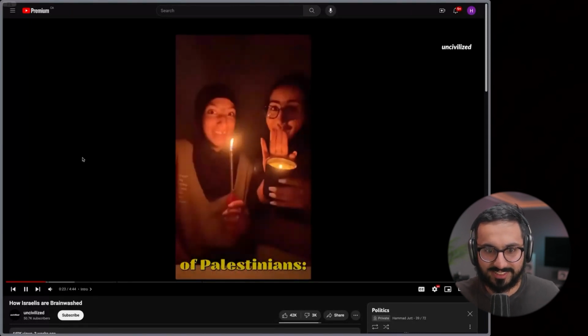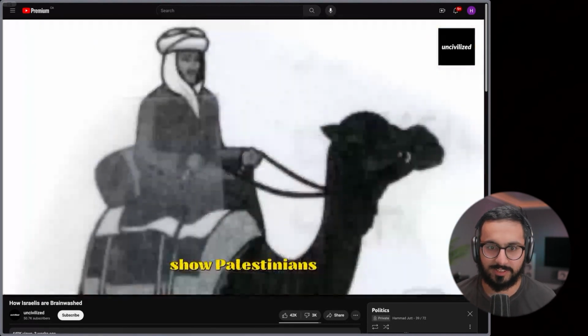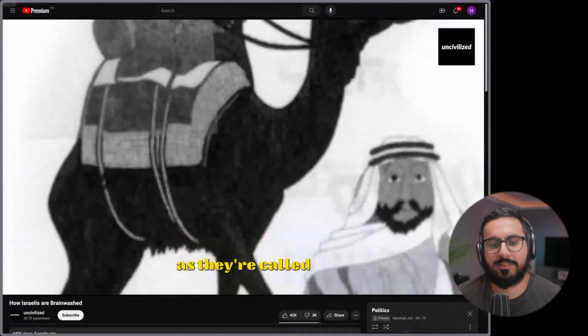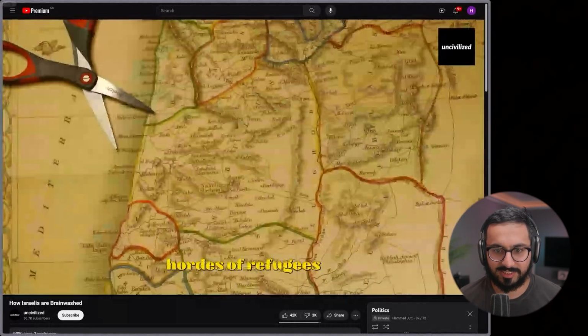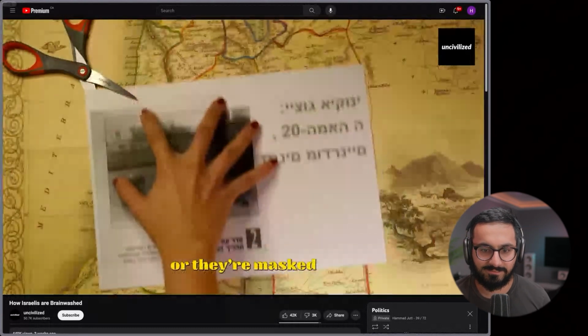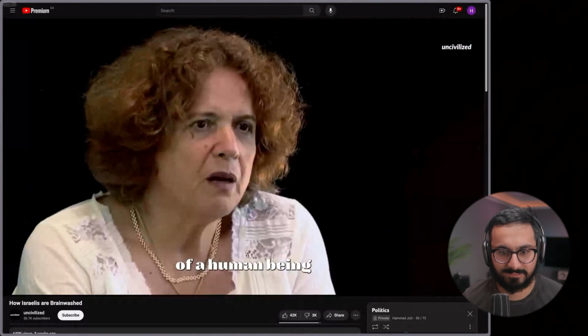According to this Israeli professor's research, Israeli textbooks show Palestinians, or Arabs as they're called, as caricatures: primitive farmers, hordes of refugees, or masked and painted as terrorists. You cannot find one photograph of a human being who is a Palestinian.